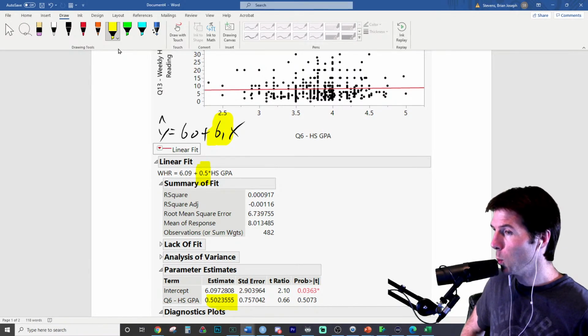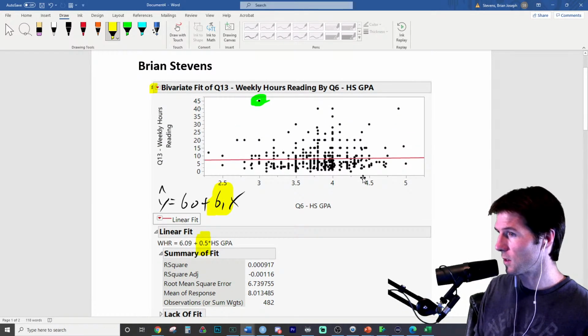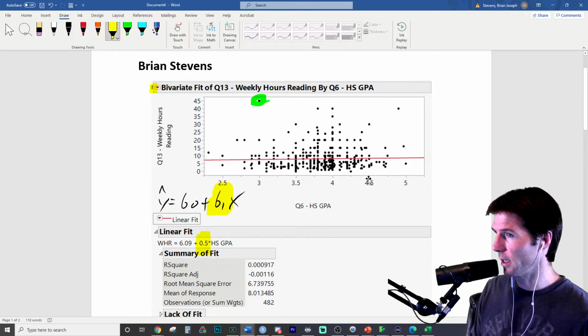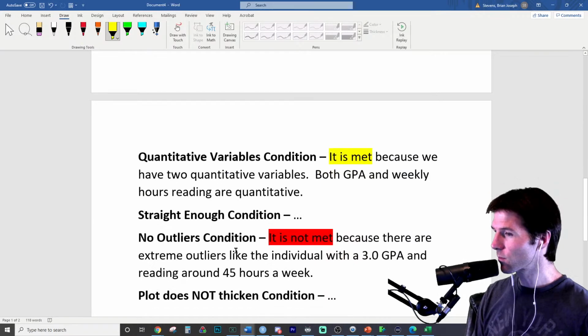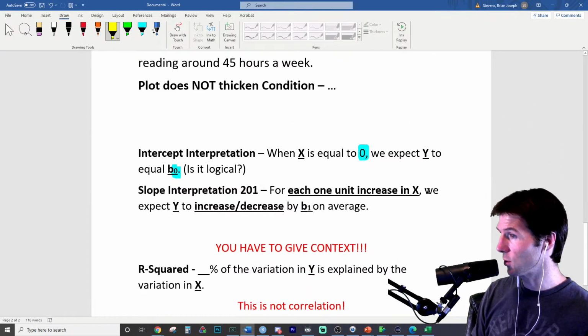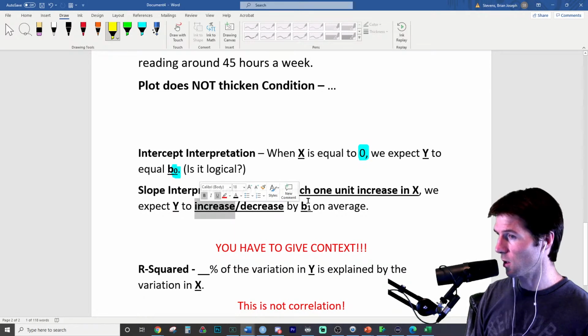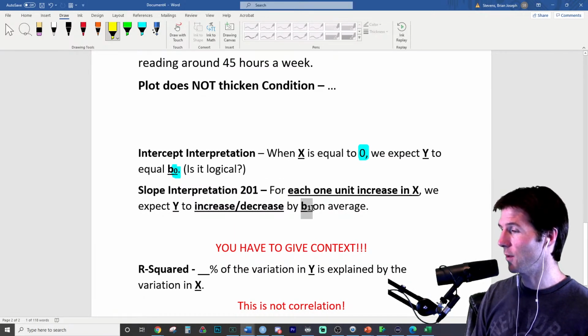So for each 1 unit increase in somebody's high school GPA, we expect their weekly hours reading to increase by 0.5. Sounds larger than it is. It doesn't look that big. It's just there's a lot of variation in this. And GPA only goes up by like 2.5 units, so it's only changing it by about 1.5 units. So remember, for each 1 unit increase in somebody's high school GPA, that's the X, we expect their weekly hours reading, which is the Y, to increase because the slope is positive by 0.5 on average.